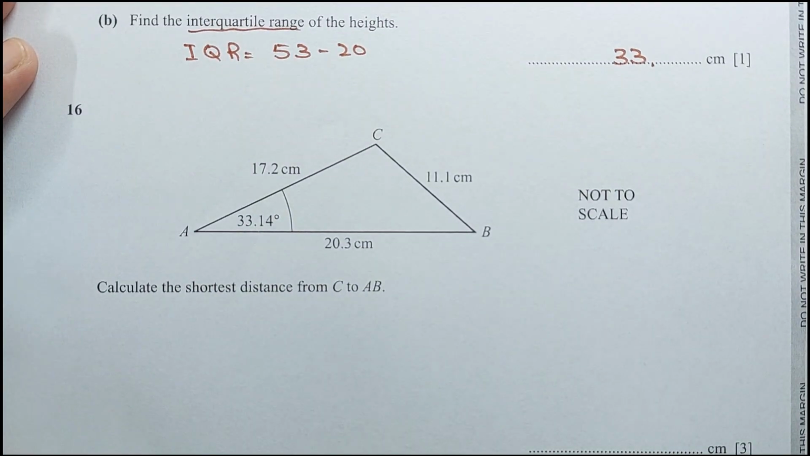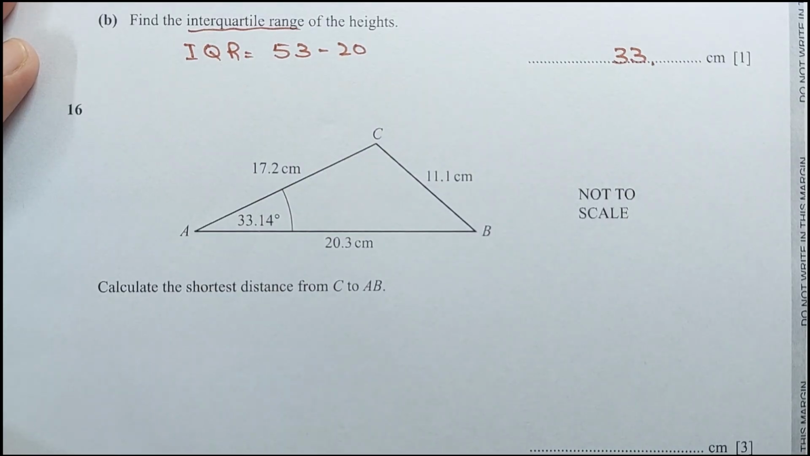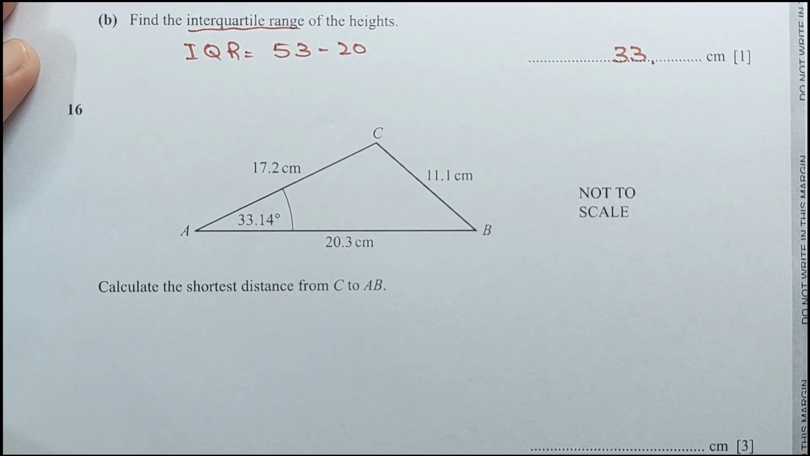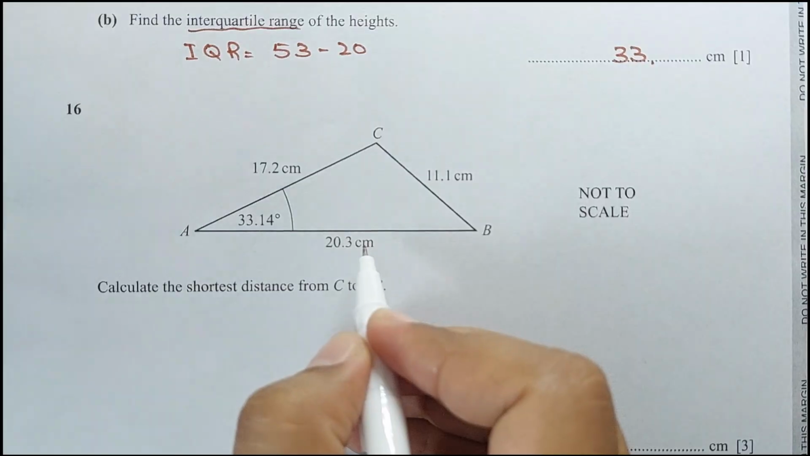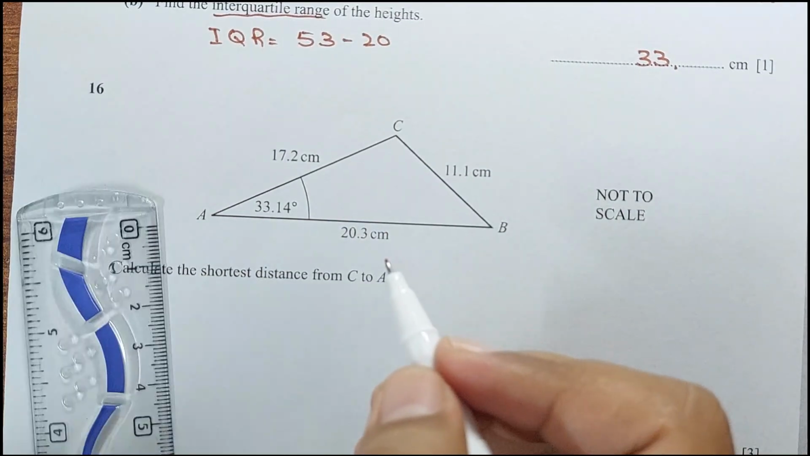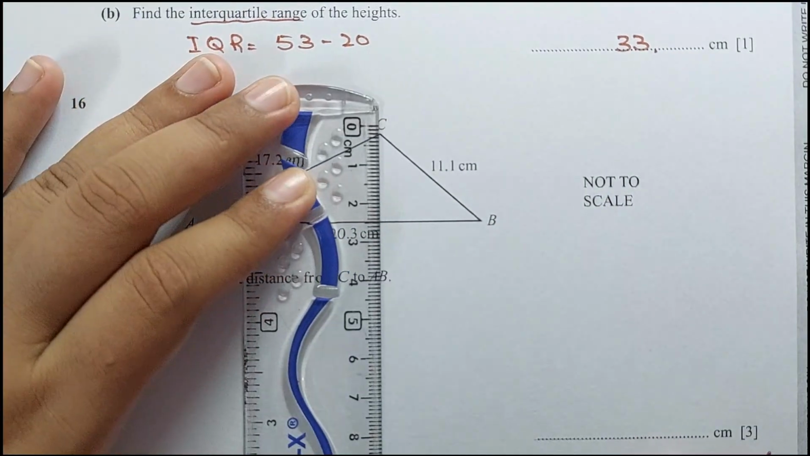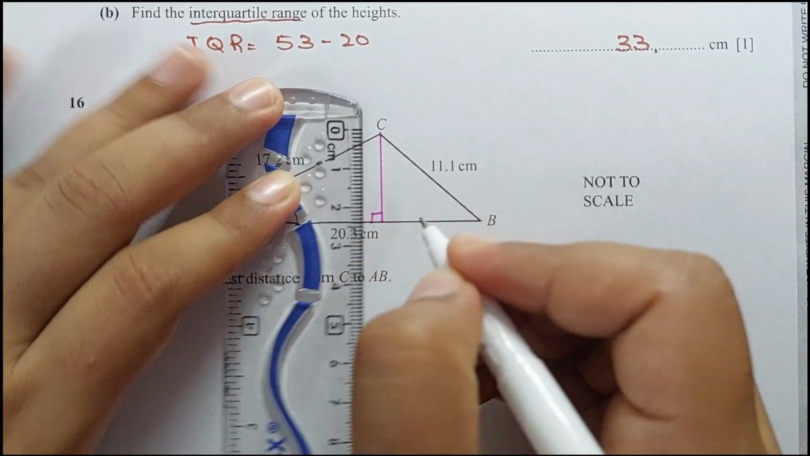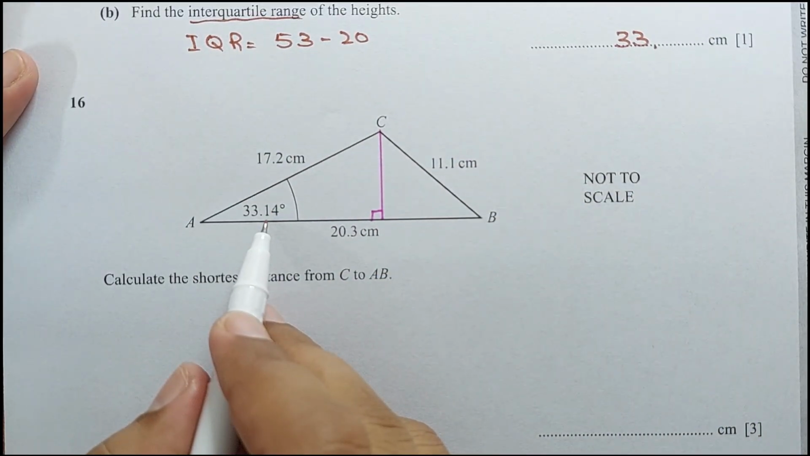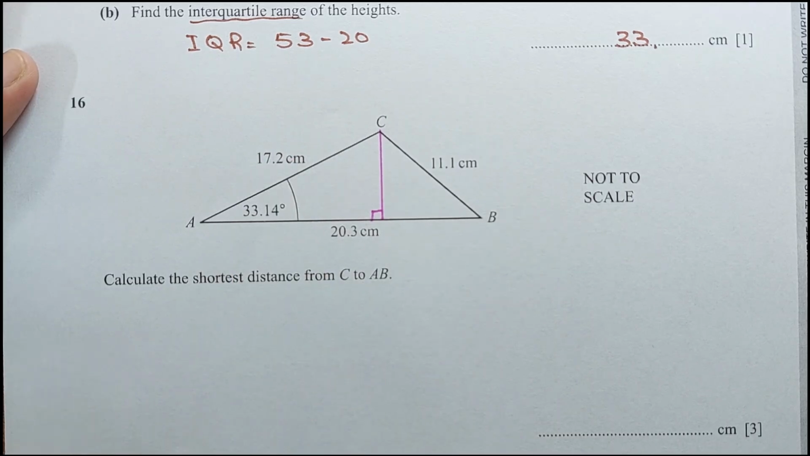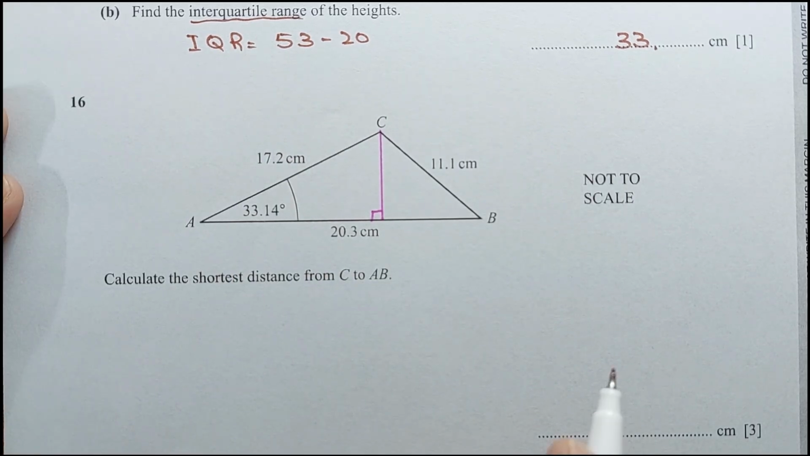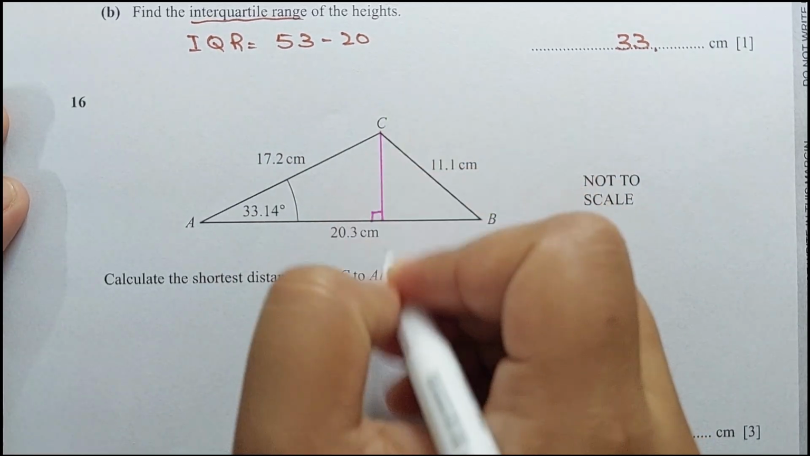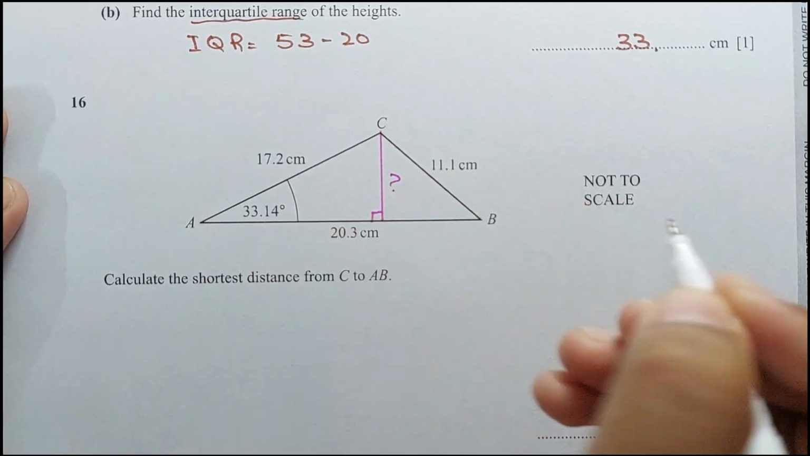Question number 16. Calculate the shortest distance from C to the line AB. So keep in mind that the shortest distance is always the perpendicular distance. From C to the line AB, you have to draw the perpendicular, right? You know this angle, you know this side, so you can use this perpendicular distance that we have to figure out.